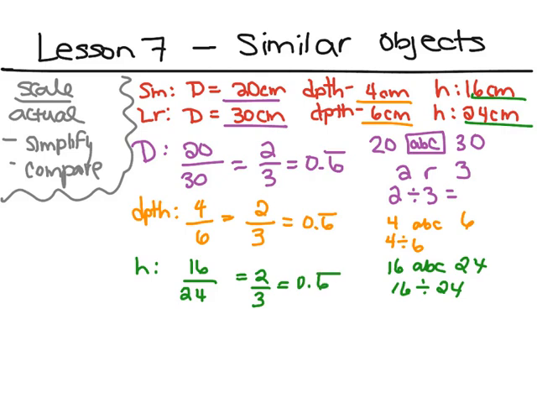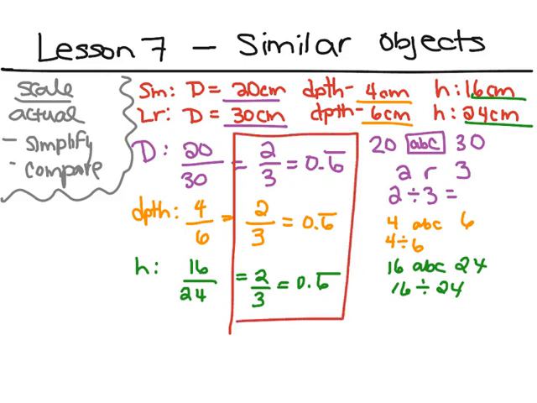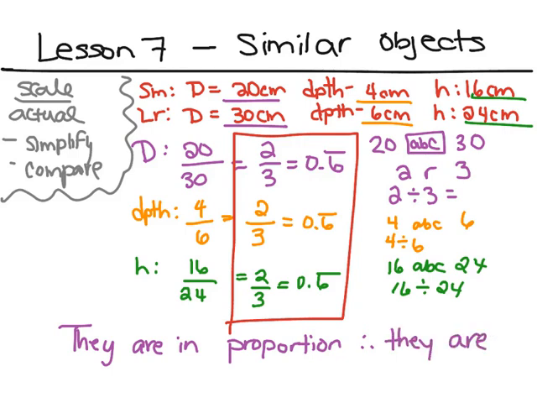When you compare, which is your last step, you're going to look at all the simplified fractions or decimals, and if they're all the same, that means they are in proportion. So I'll write that down. They are in proportion, and remember that word, it's very important. Therefore, remember 3 little dots in a triangle is therefore, they are similar. So they're similar objects because their lengths, their sides, are in proportion.